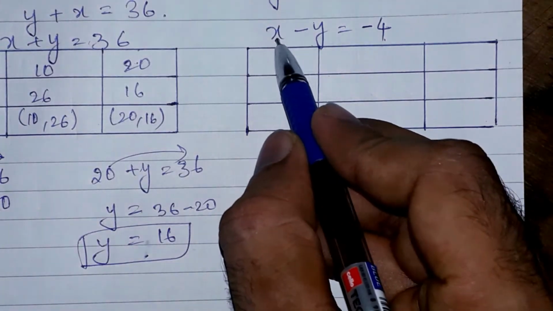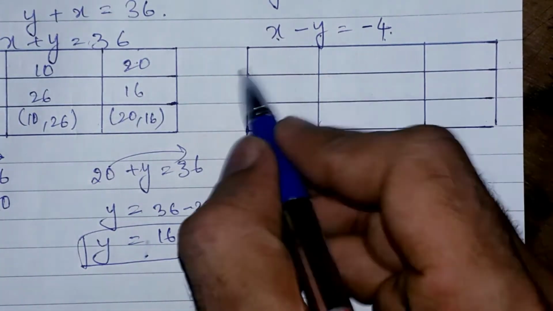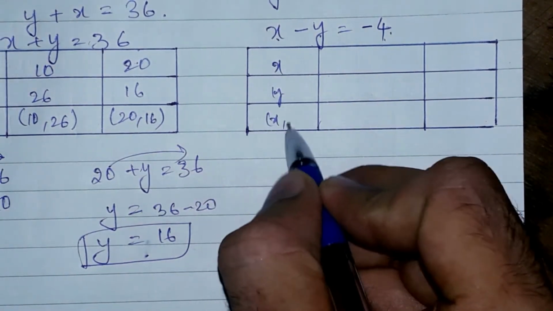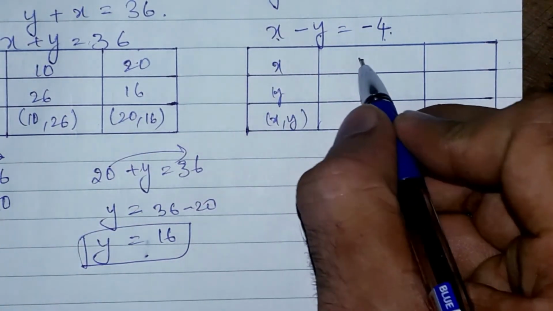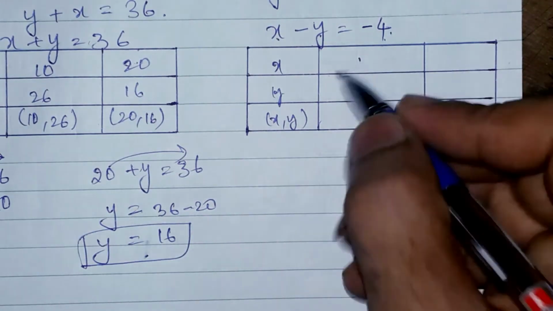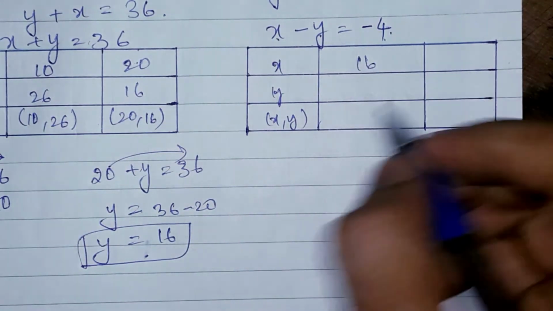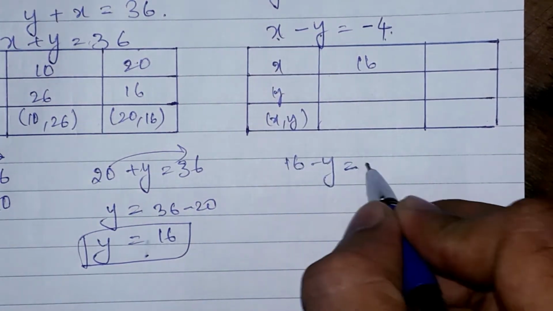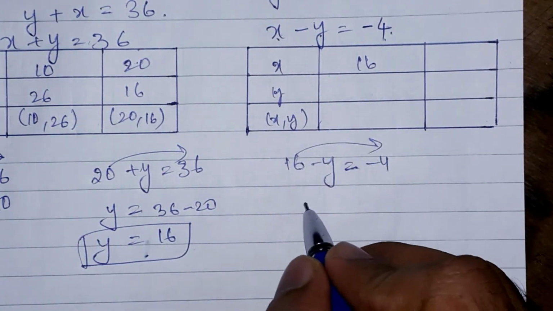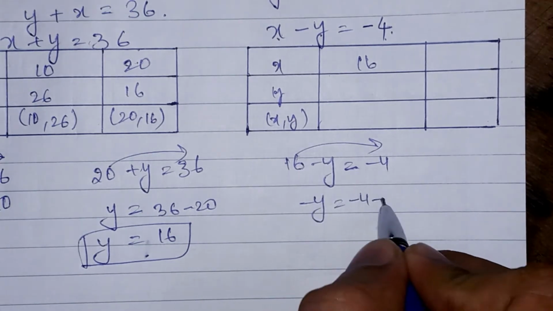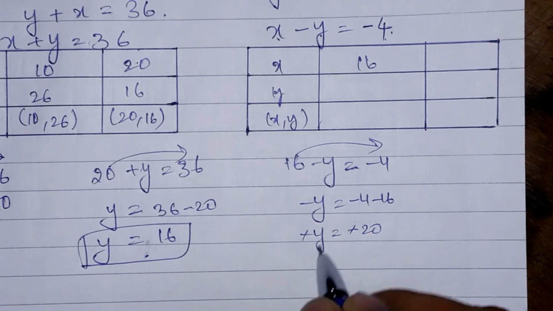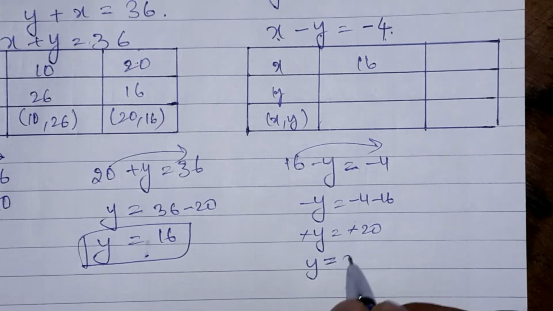Next, we will fill up the next box. So the equation is x minus y is equals to minus 4. So in place of x, we can take more than 10, like 16. So if we are taking 16 in place of x, 16 minus y is equals to minus 4. 16 goes to that side. So minus y is equals to minus 4 minus 16. Minus y is equals to minus 20. Minus minus cancel, y is equals to 20.